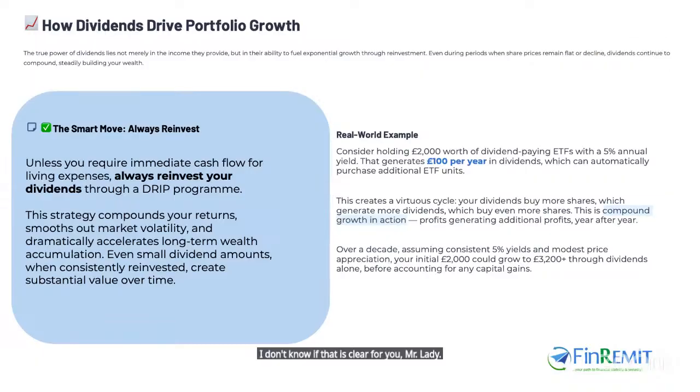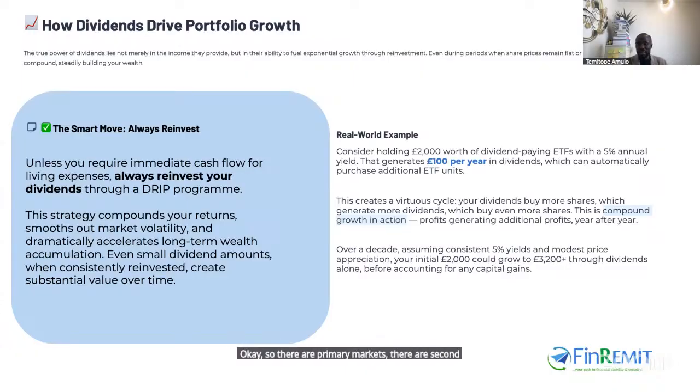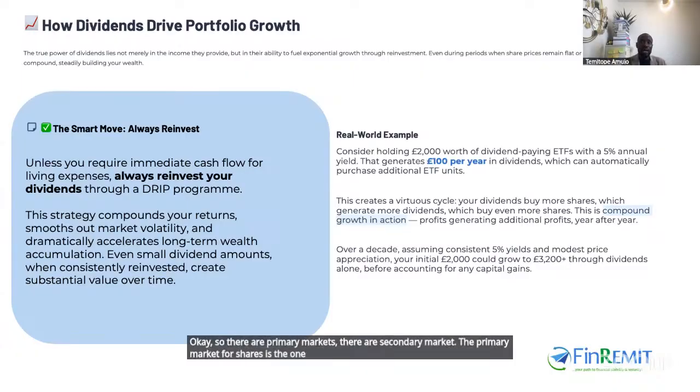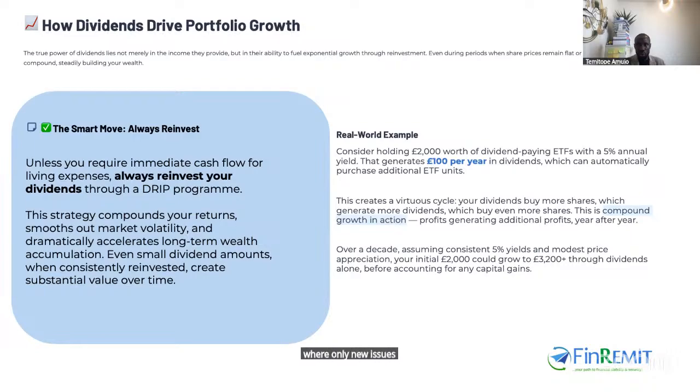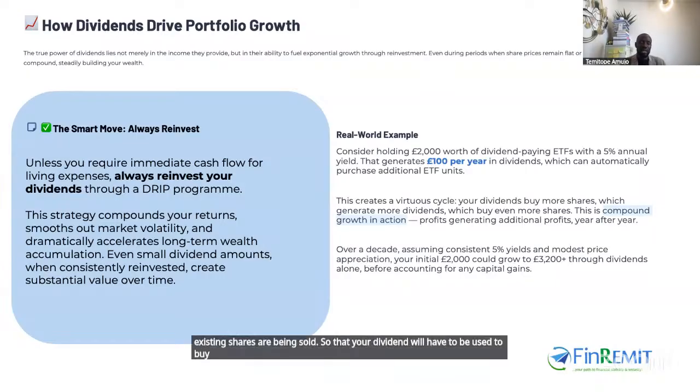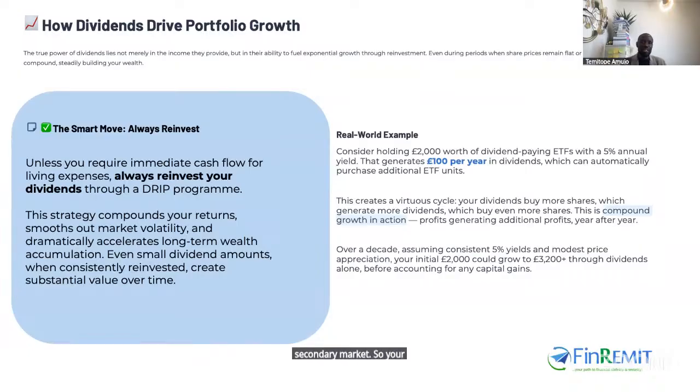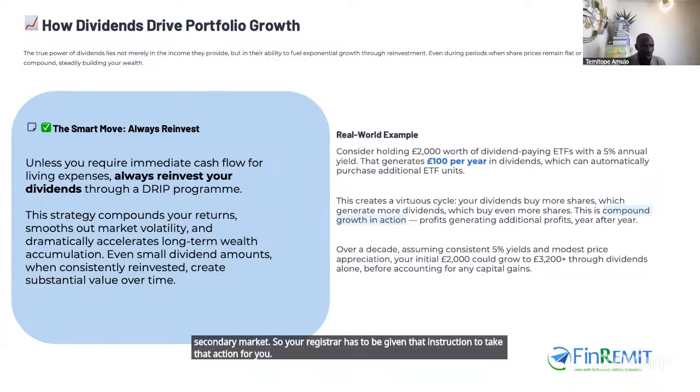Yes, sir. Thank you. Okay. So there is a primary market, there is a secondary market. The primary market for shares is the one where only new issues are being sold. Then the secondary market is where existing shares are being sold. So your dividend will have to be used to buy another shares in a secondary market. So your registrar has to be given that instruction to take that action for you.